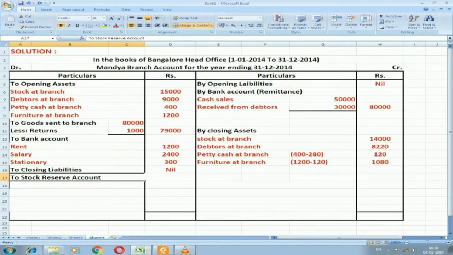Then we need to record three new entries, which are the stock reserve account on the debit side, the stock reserve account on the credit side, and also the goods sent to branch account on the credit side. These three accounts we are going to record in order to find out the profit amount included in the stock as well as goods sent from the head office. That we need to find out separately. For that we need to check what profit margin they have given in the illustration, whether it is on sales or on cost.